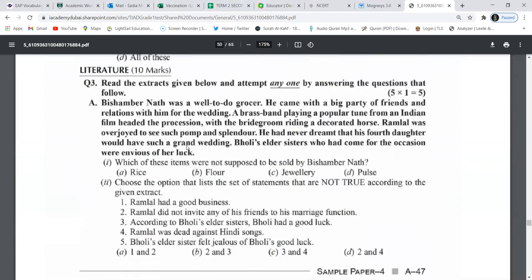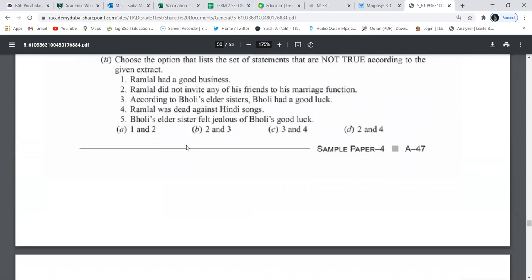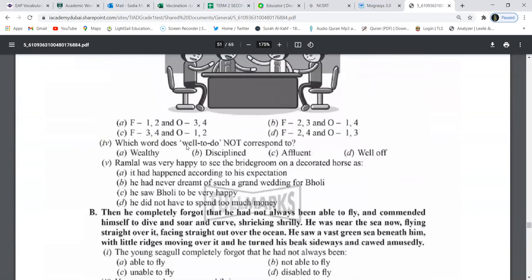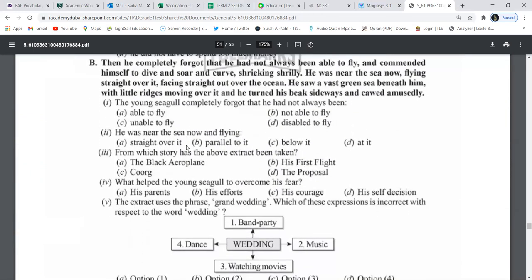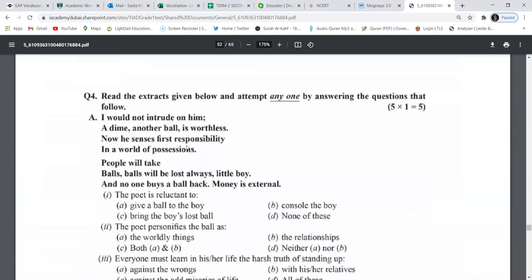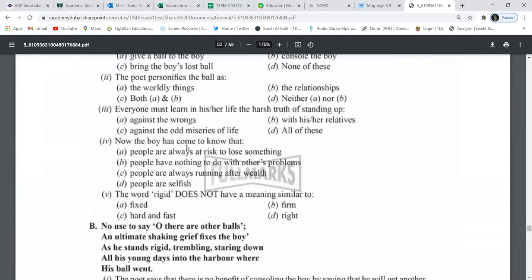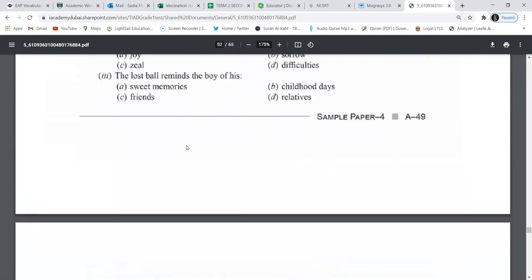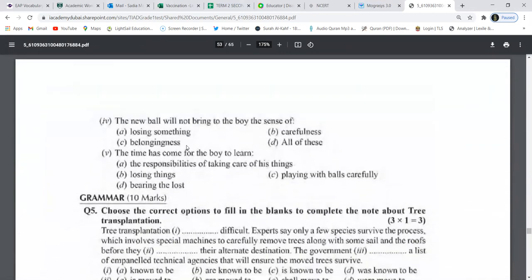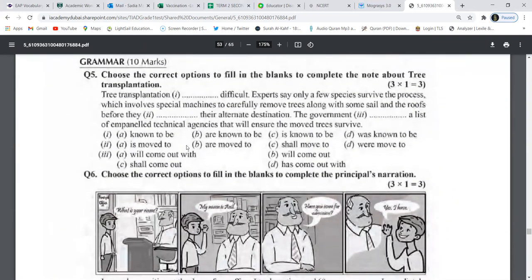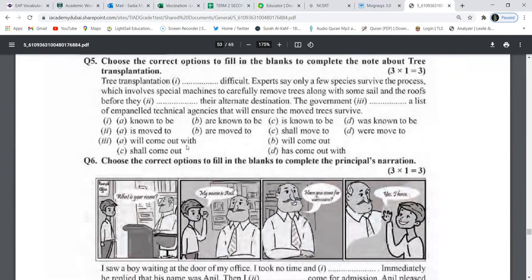Literature, 10 marks. Read the questions carefully. Write the option, question number in the margin, sub-question number in the margin, option letter in the textual area, and answer in the textual area. If the grammar comic is readable and legible, try attempting.